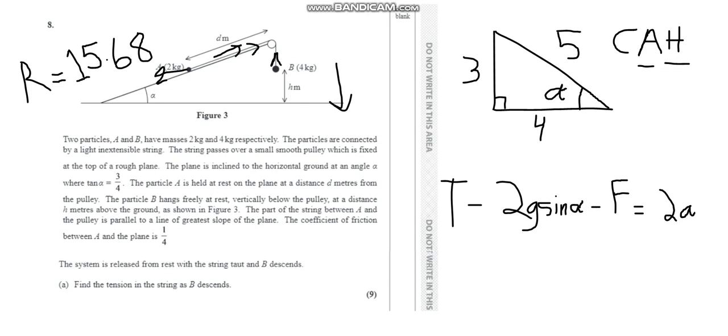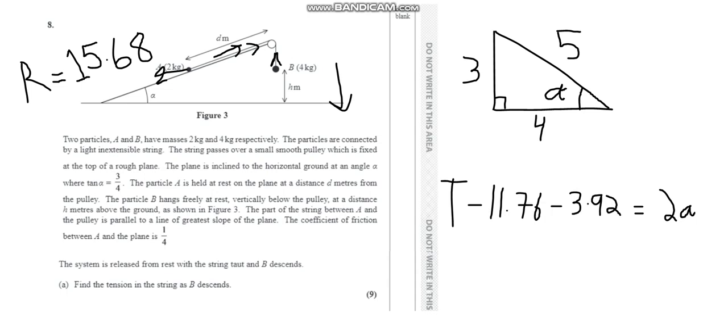I'll simplify it, but remember that we are finding T here, the tension in the string as B descends. So that's our first equation. We'll solve it simultaneously, so we'll find the tension for the B part also. Remember we have to eliminate a, the acceleration, because we don't know the value for it. After multiplying the brackets in, sin alpha is 3 upon 5, just plug it in, and then we get 11.76 minus 3.92, do basic subtraction. T minus 7.84 equals 2a.